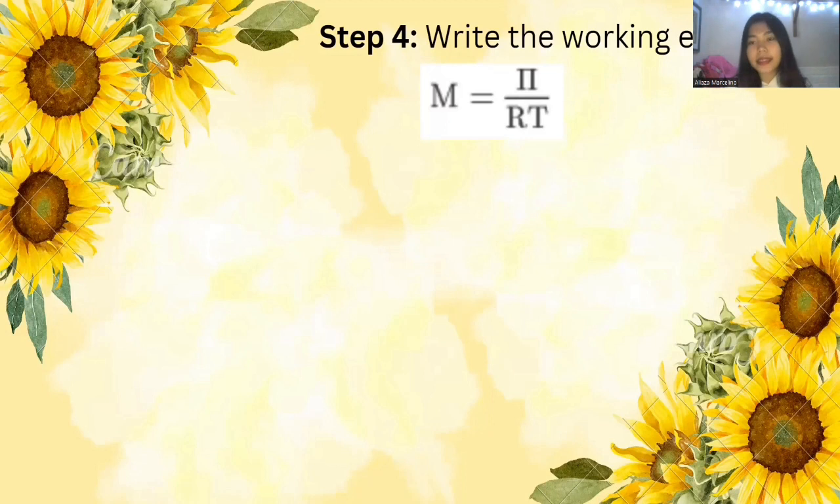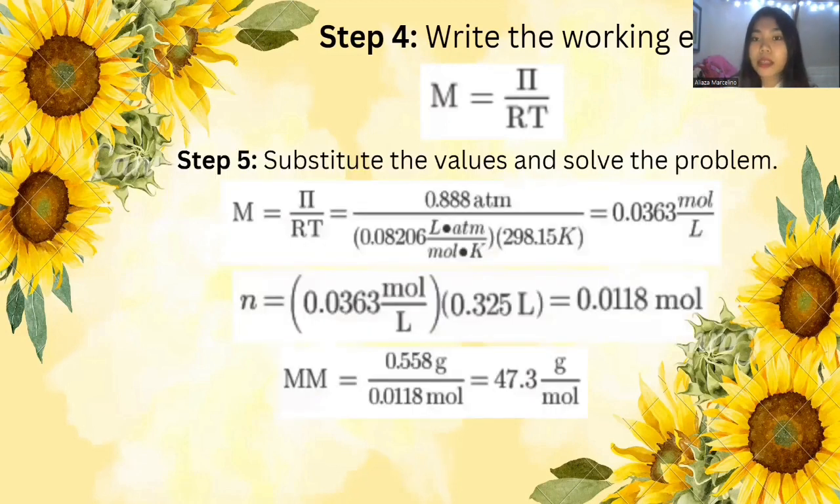So first, let's write the working equation and then substitute the values and solve for the problem. So in this equation, given na ang osmotic pressure at ang RT. Here, divide and multiply them. Here's the answer. And next naman natin i-solve is this.